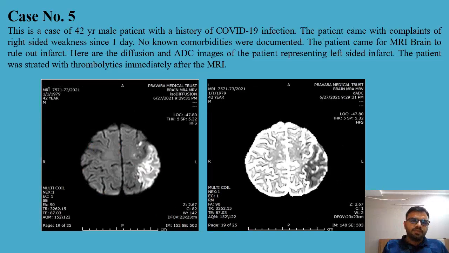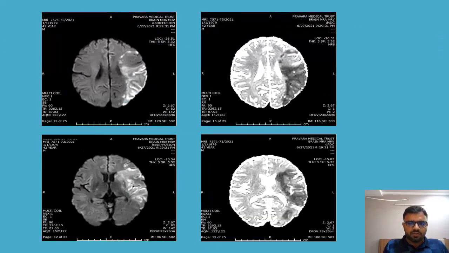Now case 5. This is a case of a 42-year-old male patient with a history of COVID-19 infection. The patient came with a complaint of right-sided weakness since one day, no known comorbidities were documented. The patient came for MRI brain to rule out infarct. Here are the diffusion and ADC images of the patient representing the left-sided infarct. The patient was started on thrombolytics immediately after the MRI. This is the axial diffusion weighted image. These are the low ADC values seen. It's the infarct.